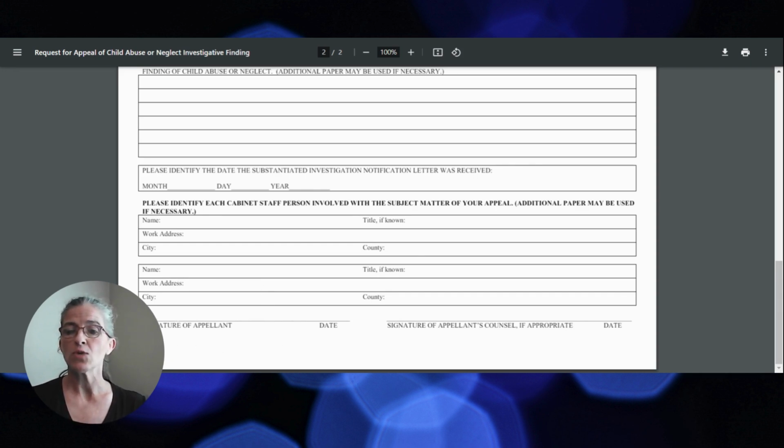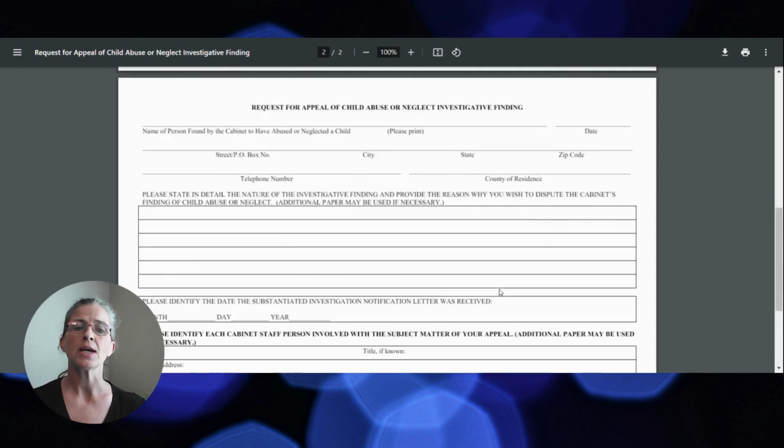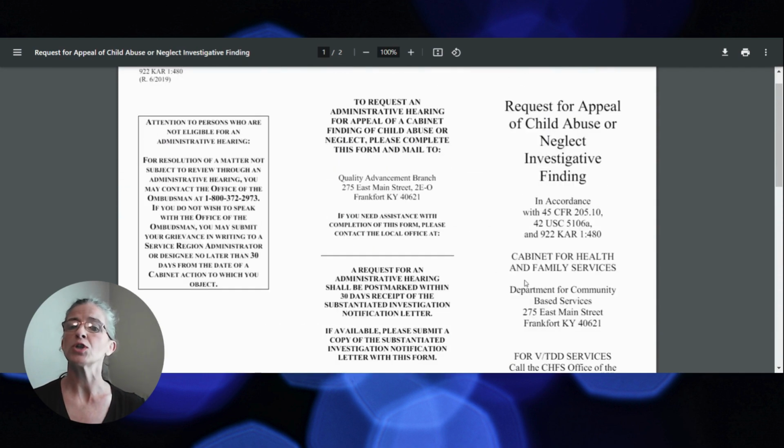Now, here, this is where you sign, where it says signature of appellant. That is you. And if you have an attorney, then your attorney can sign here. It says if appropriate. I would insist with my attorney that they file this. Like I told you at the beginning of the video, I was told there was nothing that I could do to challenge the investigative report and the substantiation. That was not true then. It is not true now. I just found these appeals and these letters recently, and that's why I'm sharing it with you.